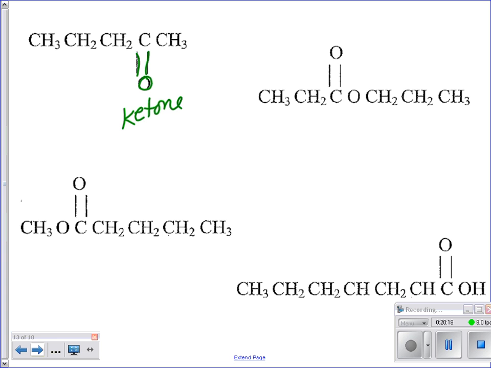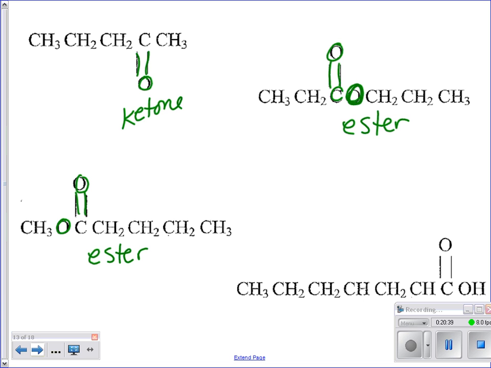Now in this case, I've got that double bonded oxygen to a carbon that's somewhere in the middle, but I also have another oxygen in there. So that one's a little bit different. That's going to be our ester. And we see the same thing here, just happens to be going to the opposite side. Again, that's going to be an ester.